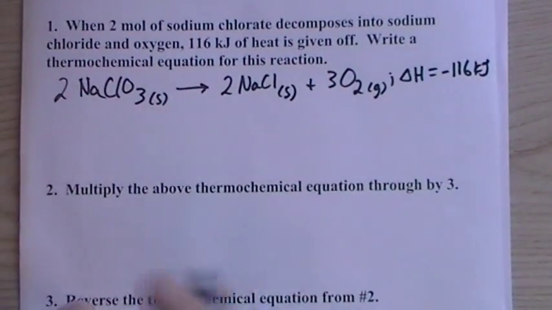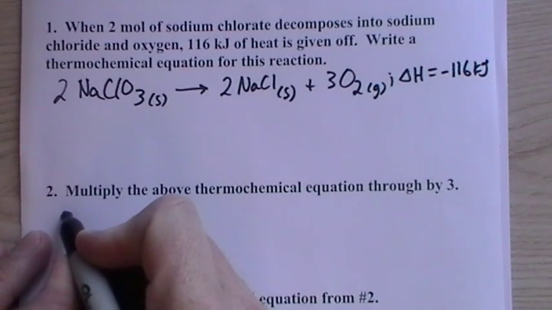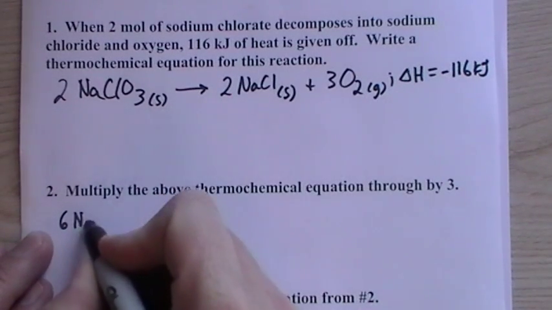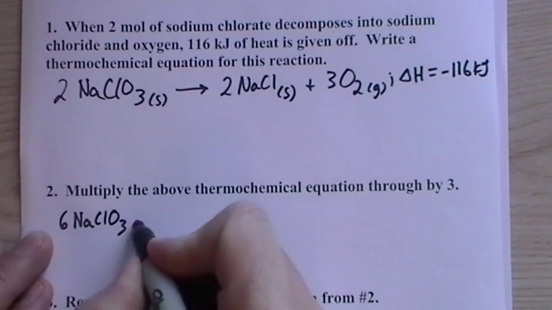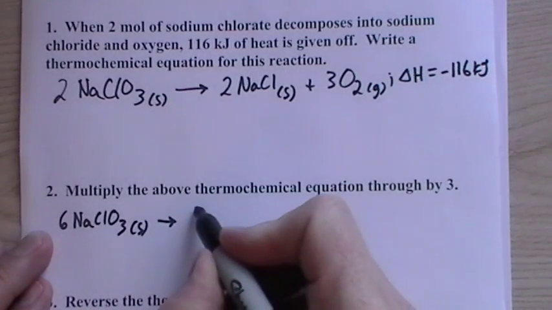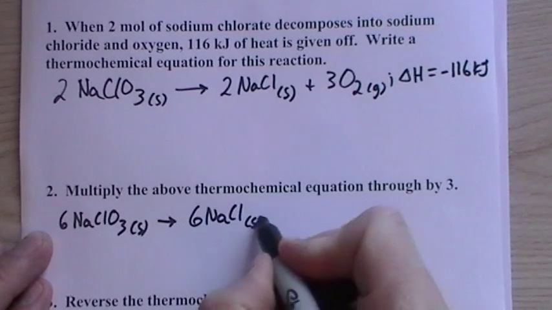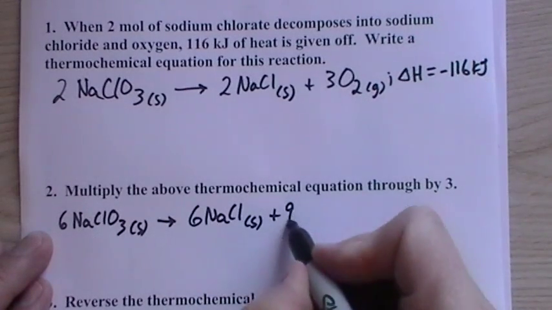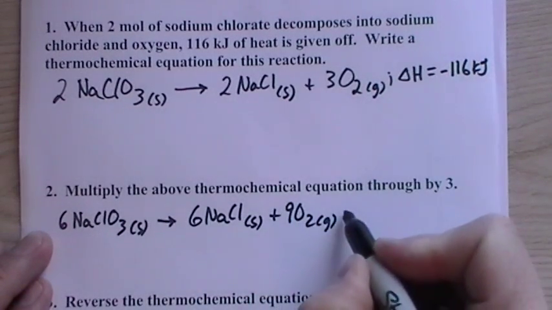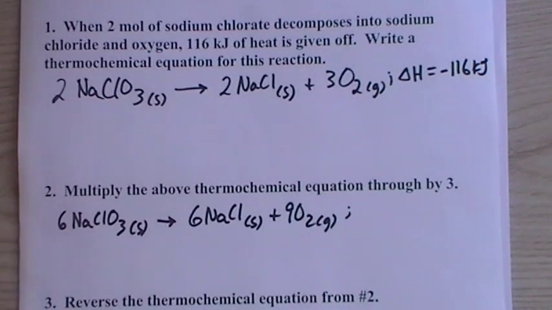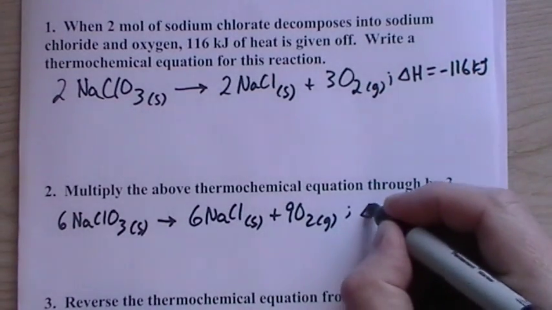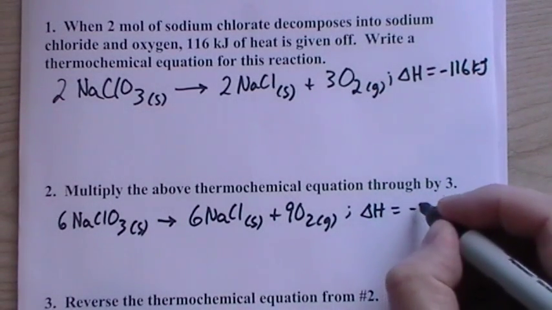So if we have to multiply through by 3, then it's going to be 2 times 3, so that'll be 6. 2 times 3, or 3 times 2 there is 6 again. And then 3 times 3, so that's going to be 9. Well, since we've tripled the amount of substance or number of species on both sides, that means that the heat given off must be increased by 3.